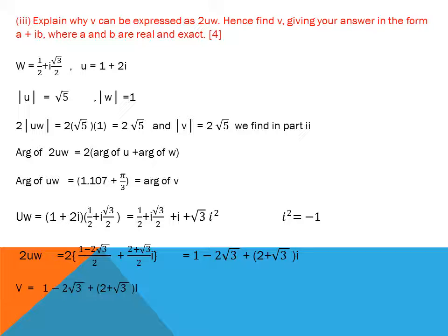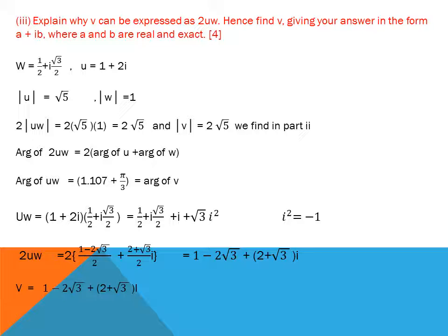So 2 modulus of uv is equal to 2 times modulus of u into modulus of v. It will become 2 under root 5, which we have already proved in the second part, that modulus of v is equal to under root 5. This is the requirement. Argument of 2uw is equal to argument of u plus argument of v. In the product, when the modulus is the product, then we should add the angles. So it will become equal to the argument of v.